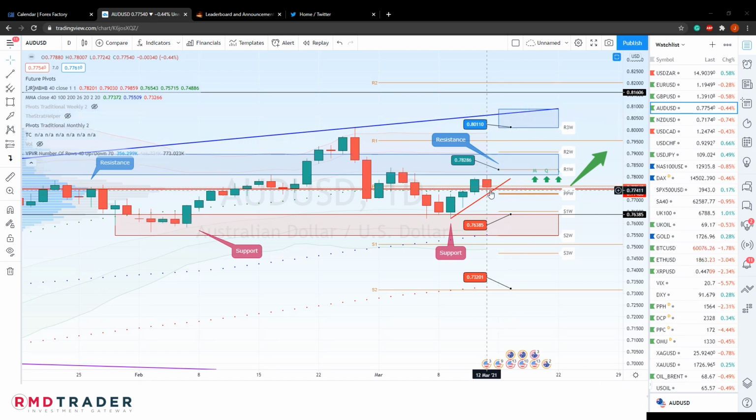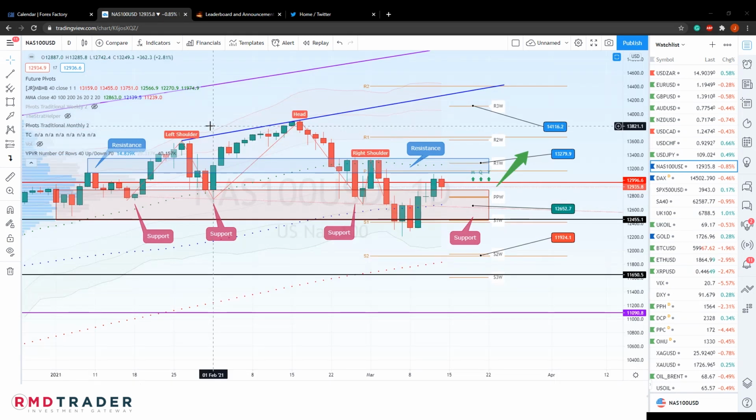Of course, if price were to break lower and take out our weekly pivot at 0.772, that will probably see a retest of this area of support at 0.7638, with a break below that possibly targeting much lower areas towards the daily 200 SMA and a monthly S2 at 0.732.